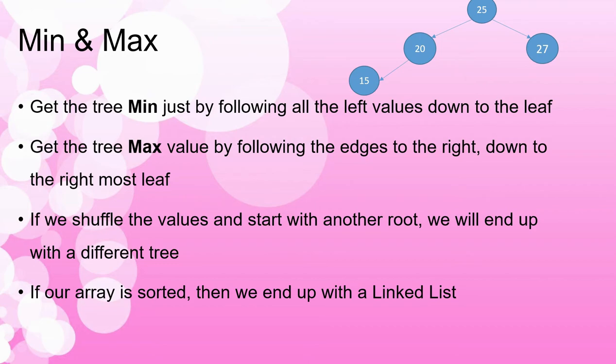So in other words, you can find instantly the minimum value by looking at the bottom left side of the binary tree, and the maximum value by looking at the right side of the tree. Now if we shuffle the values and we start with another root, let's say here 15 for example, then we will end up with a different tree. If our array is sorted, then we end up with a linked list, and you can also try to do it and write everything down on a paper.